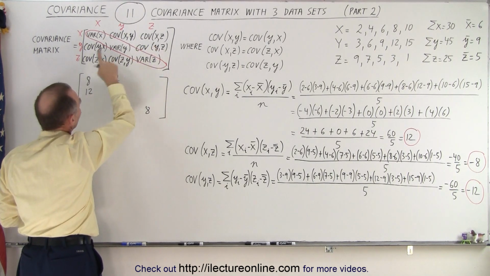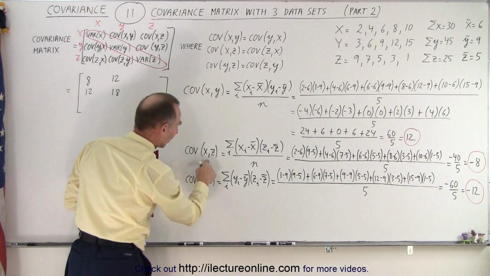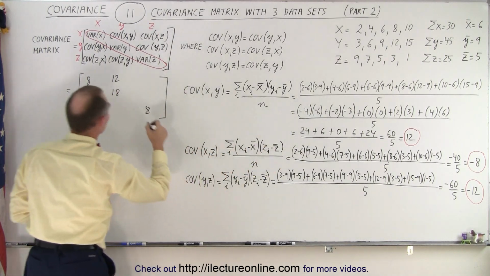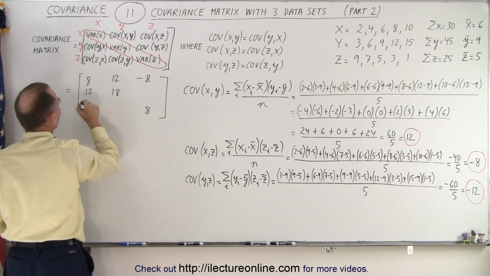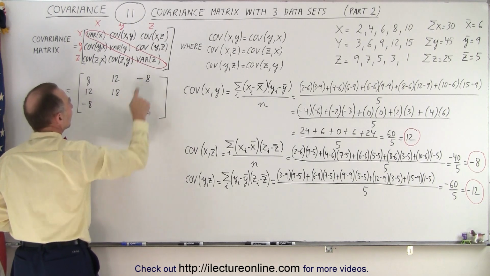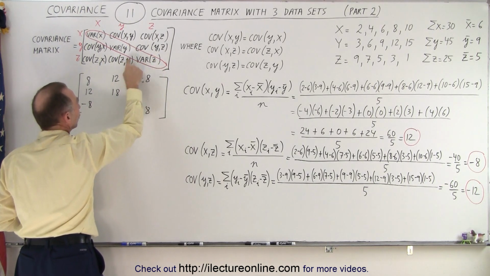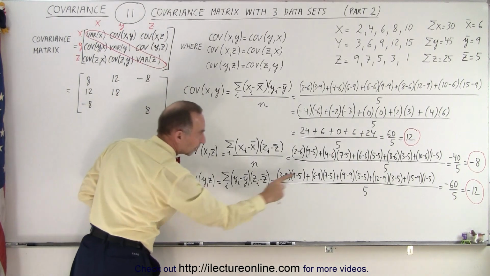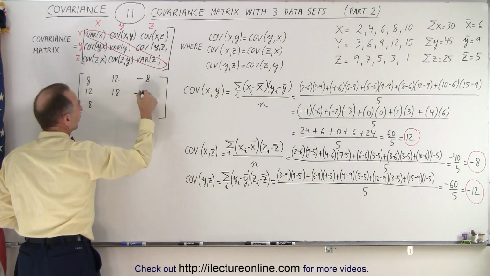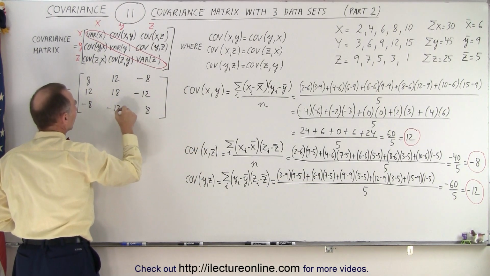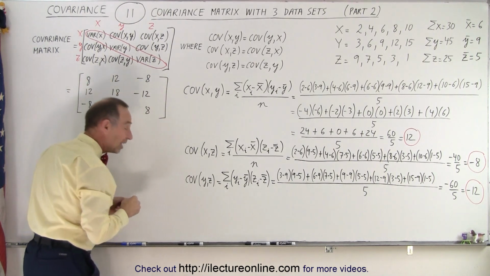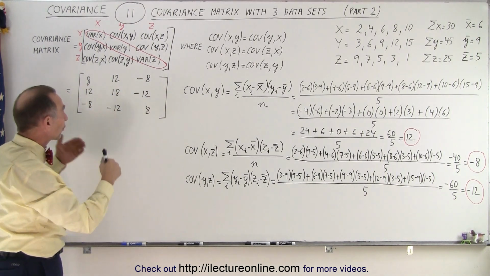Covariance XZ is the same as covariance ZX. So that's right here. That gives us a minus 8. So we'll put a minus 8 over here, and we'll put a minus 8 down here. And then the covariance YZ and ZY, those are the same, and I get a value of negative 12. So negative 12 goes here, and a negative 12 goes there. And there we go. That is the covariance matrix for three data sets.